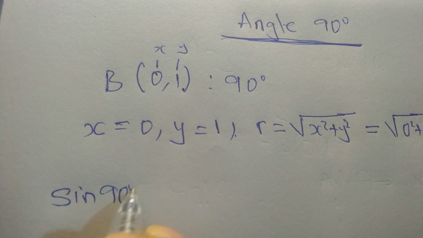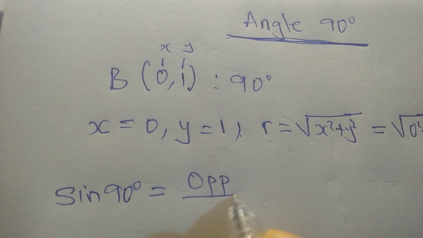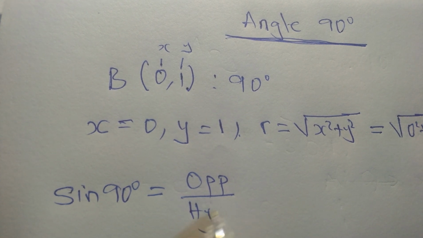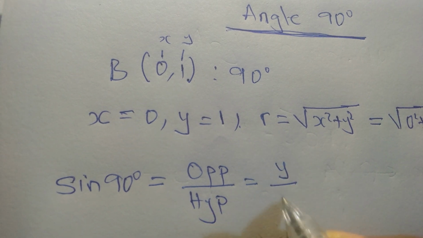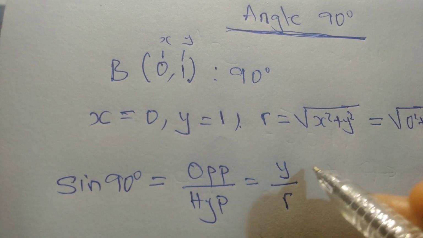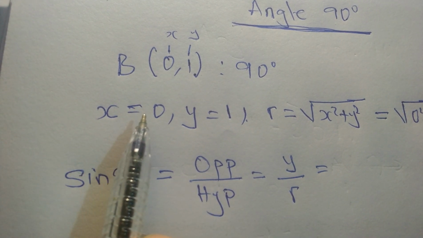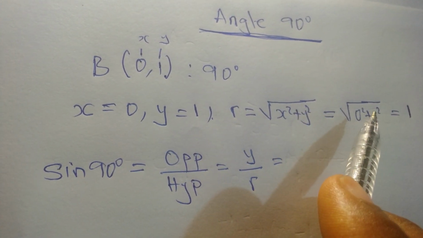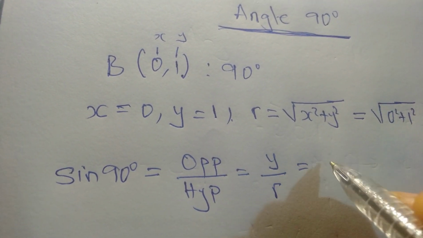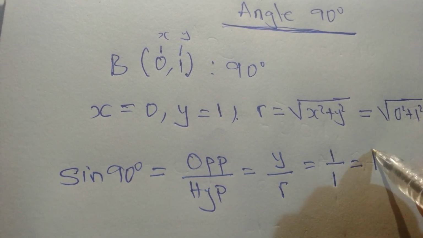So let's start with sine 90 degrees. For sine 90 degrees, as we all know, this is opposite over hypotenuse. Our opposite is y, and hypotenuse side is r. From the point, x is 0, y is 1, r is 1. So I'll just pick my y, which is 1, and my r, which is 1. That means sine 90 degrees is 1.